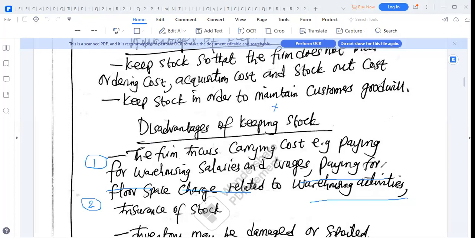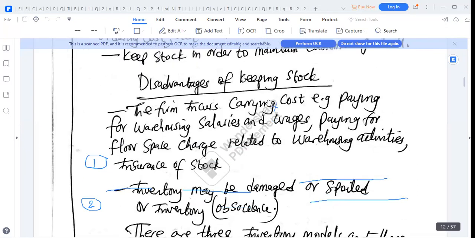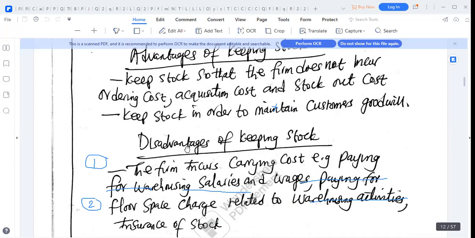Then, of course, we have the insurance of stock. This is another disadvantage of keeping stock, because you're supposed to insure the stock in the warehouse in case of fire or in case of safety. So inventory can be damaged or spoiled. This is another disadvantage of keeping stock. All right, so we have looked at the advantages of keeping stock, and then the disadvantages of keeping stock.